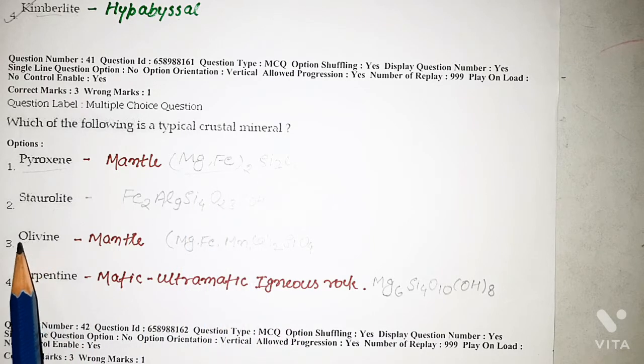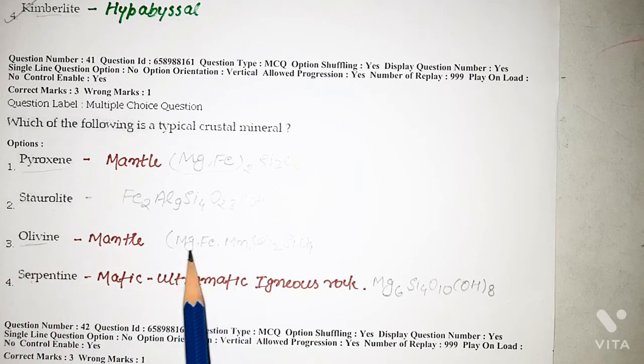Next, let's consider olivine. Composition of olivine is (Mg,Fe,Mn,Ca)2SiO4, and this is also typically found in mantle rock. Next is serpentine. Serpentine is found in mafic to ultramafic igneous rock, and its composition is Mg6Si4O10(OH)8. So this is also found in the mantle.